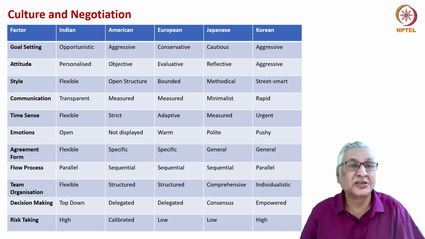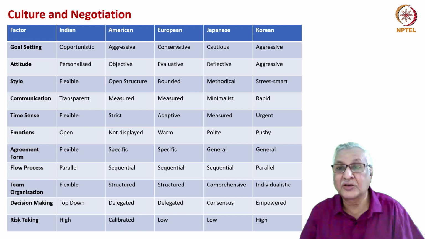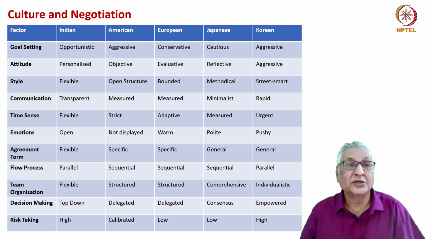As far as goal setting is concerned, an Indian negotiator would tend to be opportunistic, an American aggressive, European conservative, Japanese cautious, and Korean again aggressive. In terms of negotiating attitude, the Indian style is very personalized, Americans objective, European tends to be very evaluative, Japanese very reflective, and Korean again aggressive.